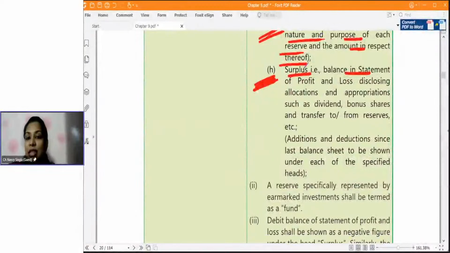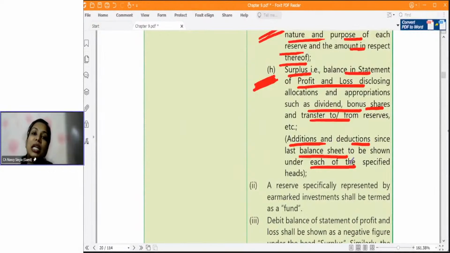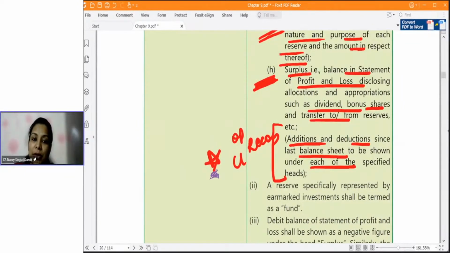In case of any surplus in the balance sheet, see, any surplus amount in the P&L account will come here along with the dividend and bonus. Additions and deductions since the last balance sheet are to be shown under each specified head. So it is basically saying that you have to give an opening and closing reconciliation. How this will be done is given here.